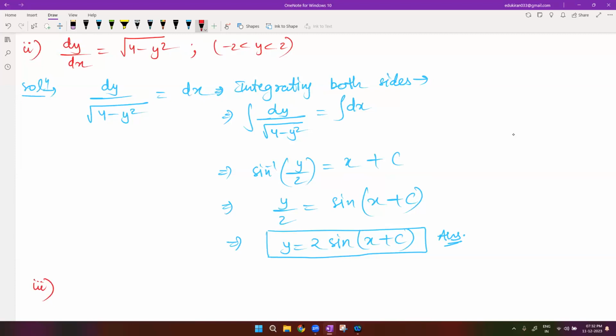Guys, this is easy if you observe. Now you guys have to try some questions. dy by dx plus y is equal to 1. All of these forms are variable separable. Remember this. You just have to find out how.